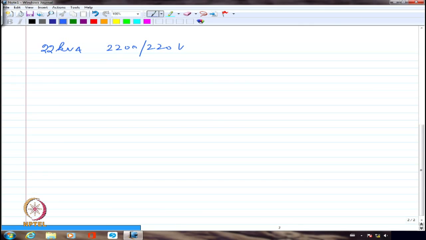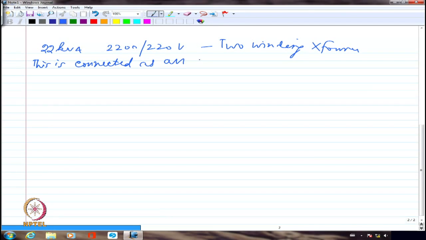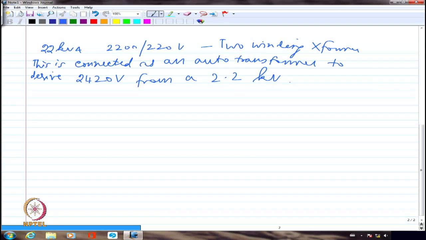But this is connected as an auto transformer. To derive, let me add these two voltages. How much is it? 2200 plus 220, 2420. 2420 volts from a 2.2 kV supply or mains. So I am trying to connect this, rather a two-winding transformer, as an auto transformer to derive this voltage.